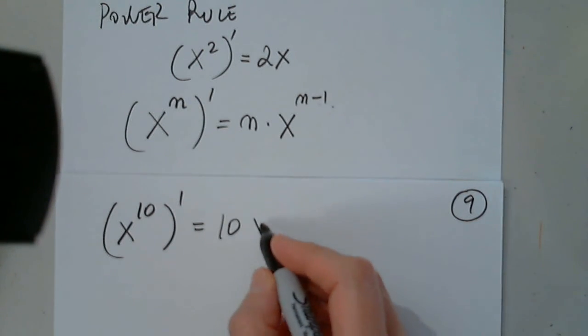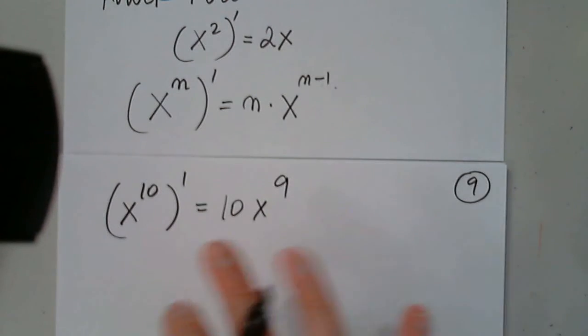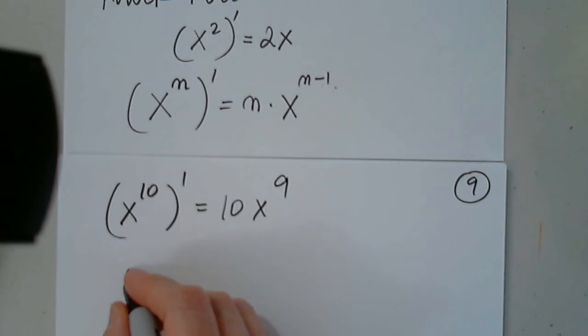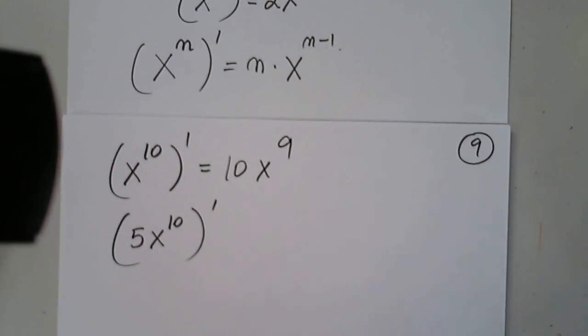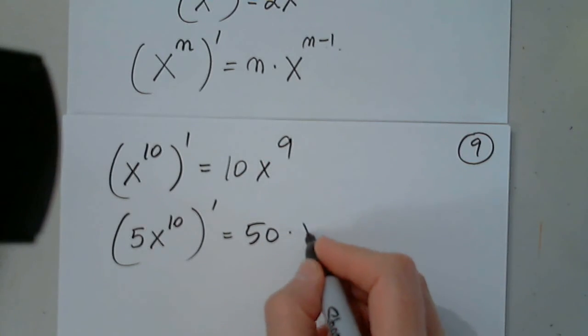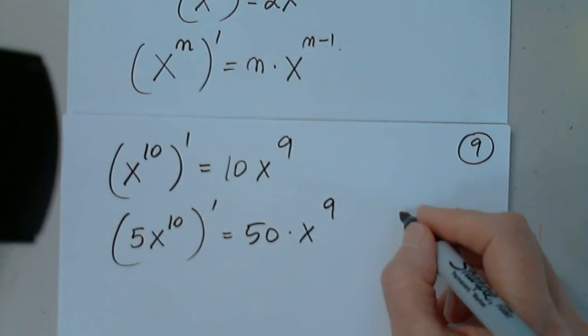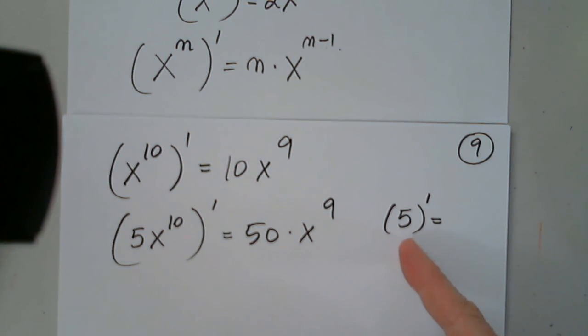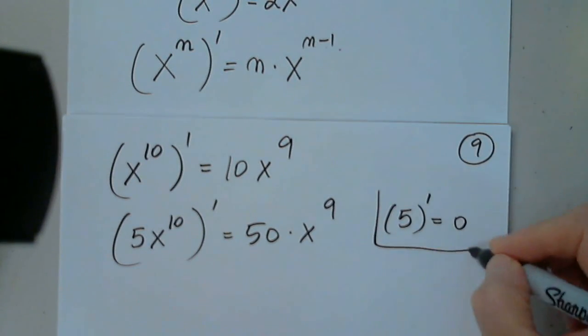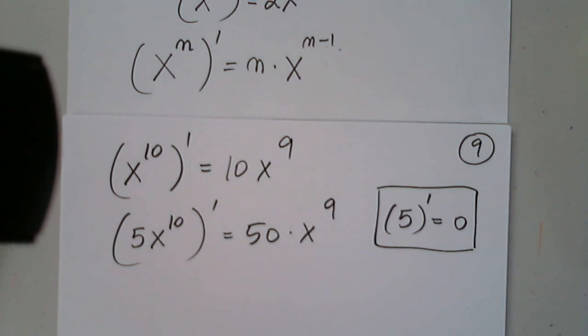And x to the 9. That's it. What if I have, and this is the last one, let's say, 4x to the 10th prime? 40x to the 9th power. And what is a constant, like 5? What is the derivative of a constant? What is the rate of change? If you have $5 in your pocket and you don't put anything in, you don't take anything out, what is the rate of change? Is it going up, going down? 0. The rate of change of a constant is 0. It doesn't change, it's a constant.